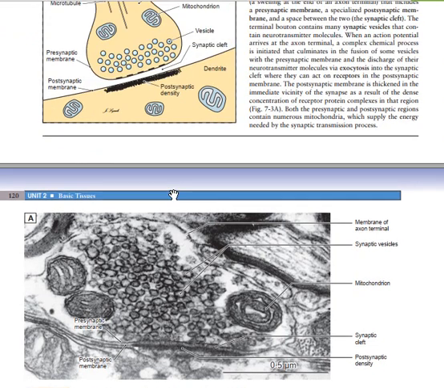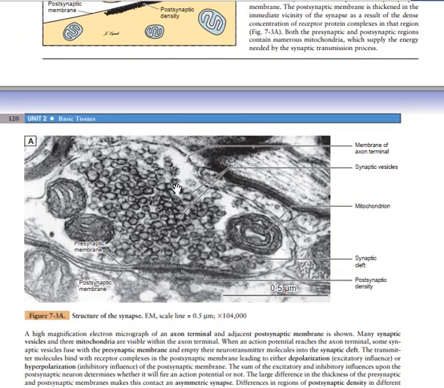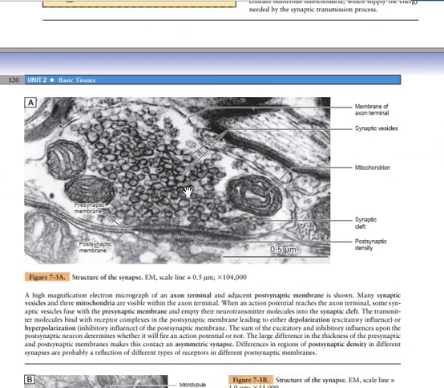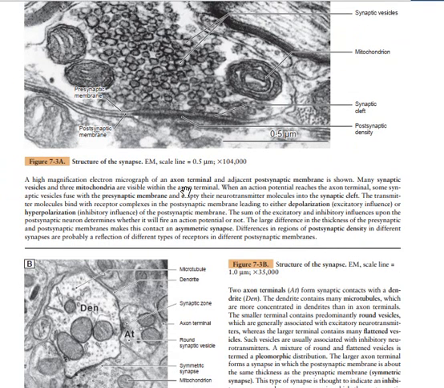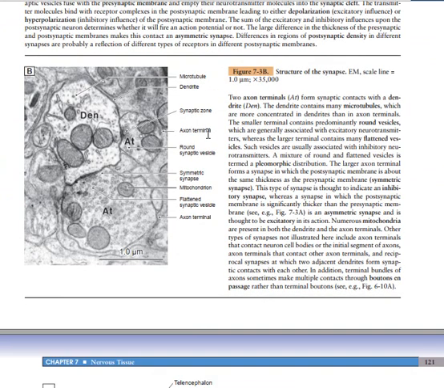In order for you to distinguish histologically the presynaptic from the postsynaptic membrane, you can see the synaptic vesicles in the presynaptic membrane, and in the postsynaptic membrane you are going to see the postsynaptic density. So that's what you can visualize. Now, this is another structure of a mitochondrion.